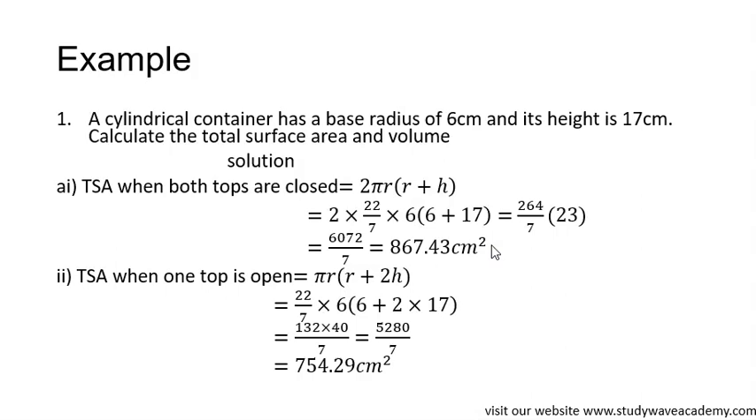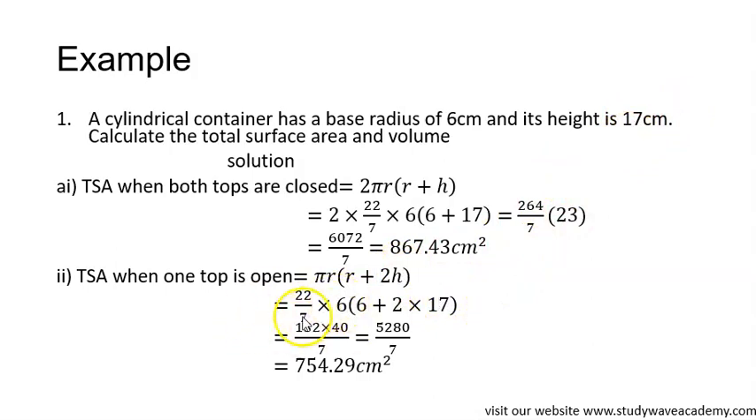So when both tops are closed, the total surface area is 867.43 centimeters square. Now let's look at when one top is open and the other is closed. The formula, remember, is pi r (r + 2h). So we input our numbers into the formula. Pi is 22/7 times r, which is the radius, 6, bracket r, 6 plus 2 times h, which is the height, 17.